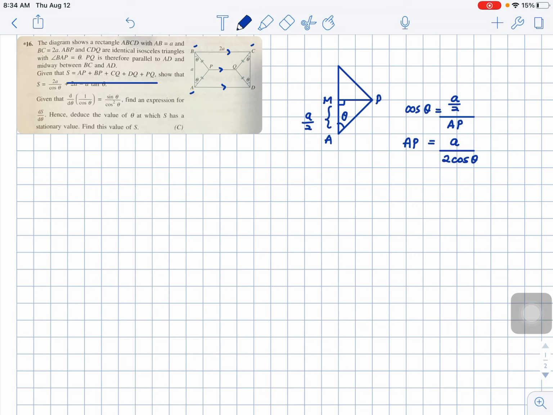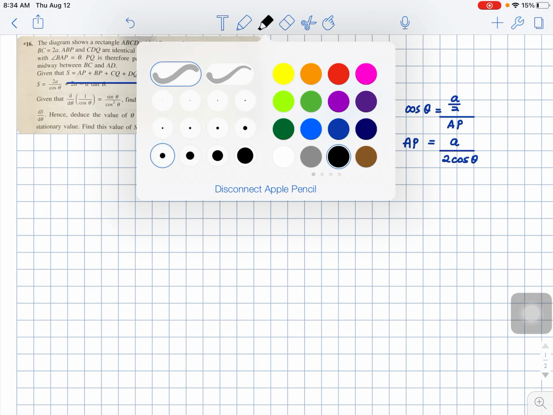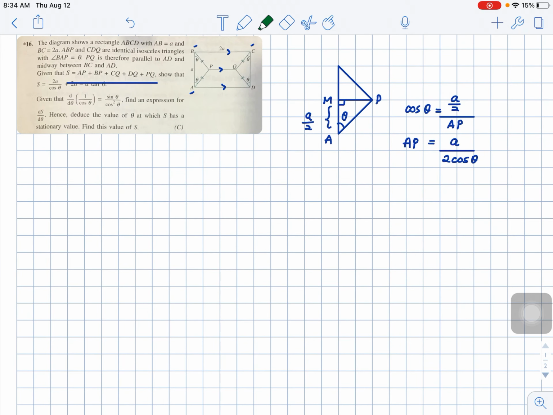Okay. Now if you look closely, you know that we have given AP, BP. They are all going to be the same length, CQ and DQ. So I'm going to just take the AP and multiply with the 4. And then the next one we want is PQ. Where is PQ? PQ is in the middle. So how can I find PQ?